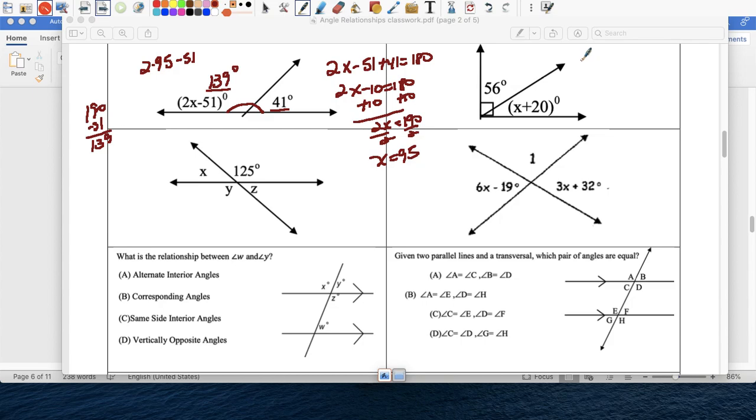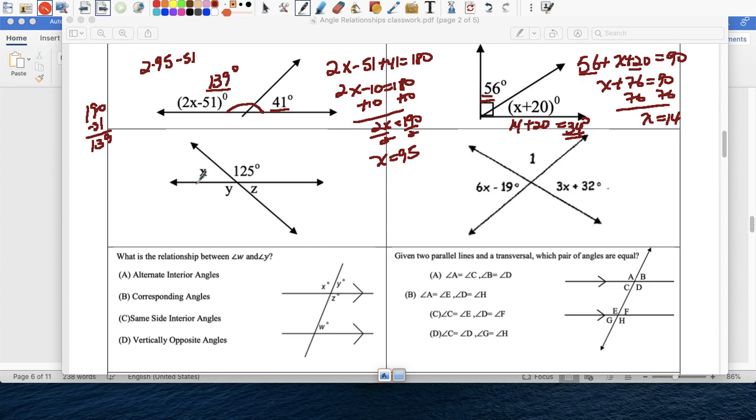These two angles are complementary, which means that if I add them up, I get 90 degrees. Combine like terms, so I have x plus 76 equals 90. I'm going to subtract 76 from both sides, and x equals 14. So I can come back here and say 14 plus 20, which makes this angle 34 degrees. And if I add 34 and 56, that gives me 90.